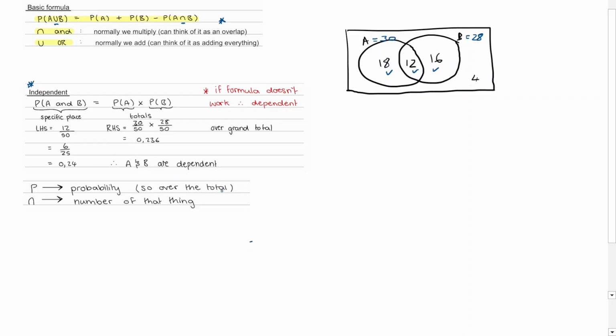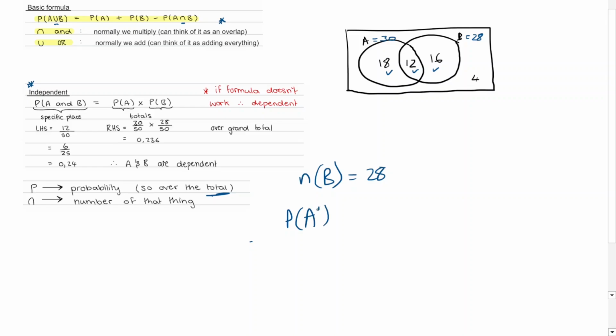Last two things for this introductory video is that whenever you've got P, like here, P of A, it's the probability of A. It's the chances of that thing, A, 30, happening over your total, which you'd add up all your numbers, in this case was 50. Whereas if you see N of B, that would just mean the number of that thing. So how many people are in B? It is just 28.